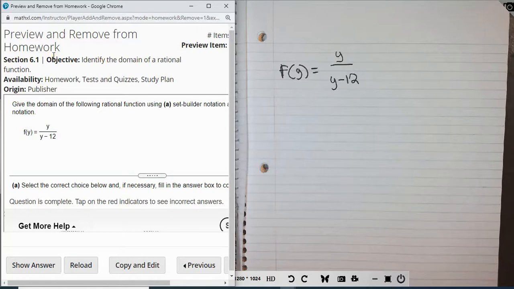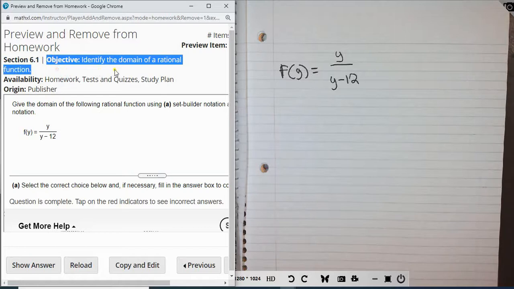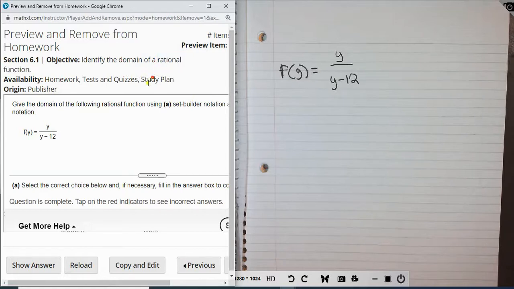window when we look at these problems because it includes our objective. Notice it also tells you what section we're from. But anyway, what we really want to focus on here is the objective of this particular question. It says identify the domain of a rational function. Okay? And what we have here in this question is a rational function. F of y equals y over y minus 12.